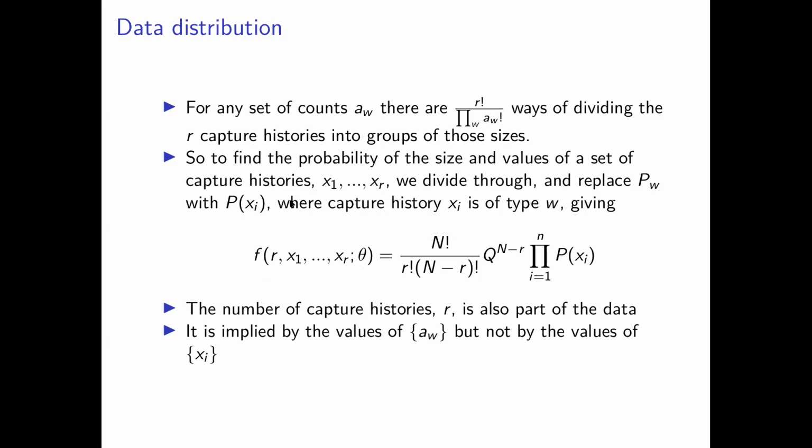So xi is one of our capture histories. And so this is the probability of all of the capture histories. And then over here, p sub w has been replaced with p sub i, and we're multiplying all of the capture histories. Although I should have changed this. This should be R here. We're going to change notation in the next slide. I think I've done it too soon.